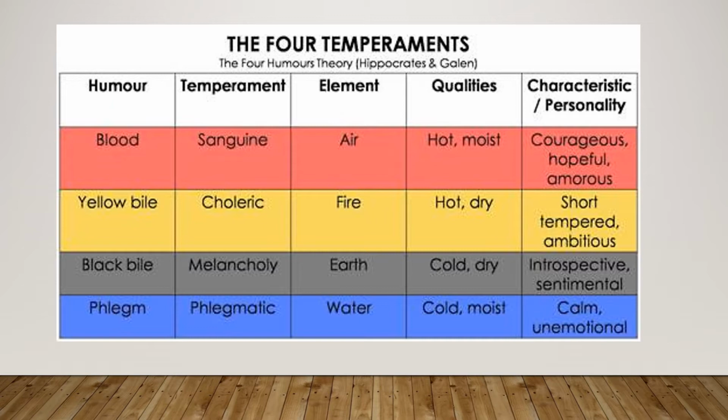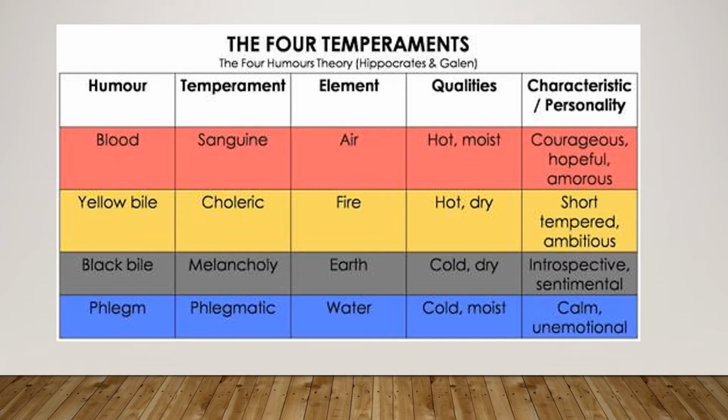Here, these are fluids. A person who has an abundance of blood, a supply of blood, has the temperament called sanguine. And the element of sanguine is air. People with this temperament are quite courageous, optimistic, and brave.